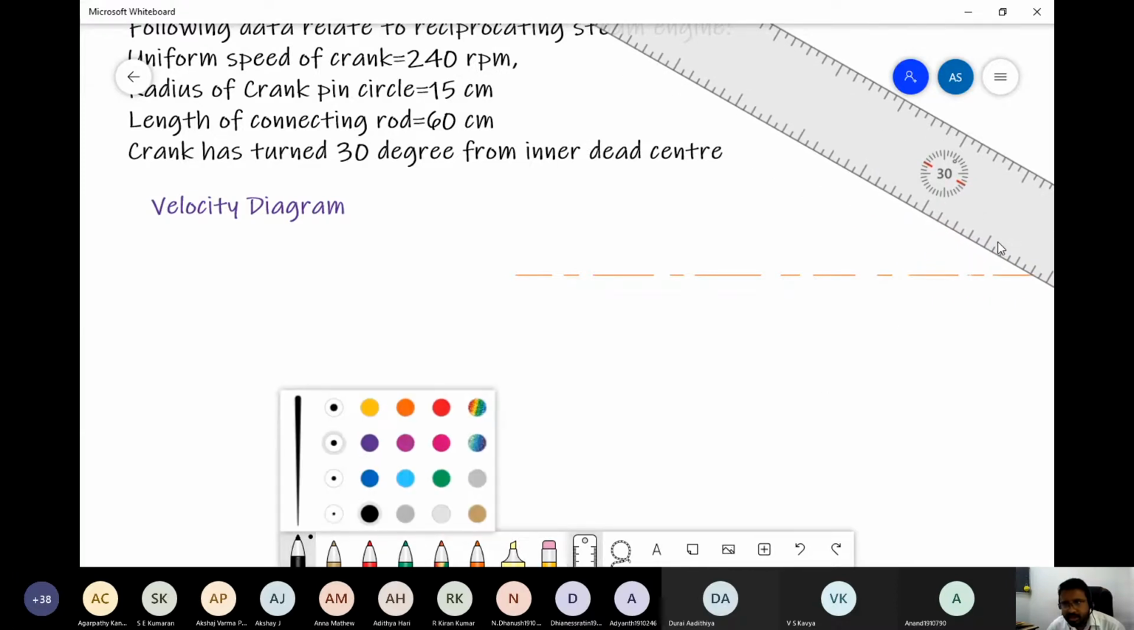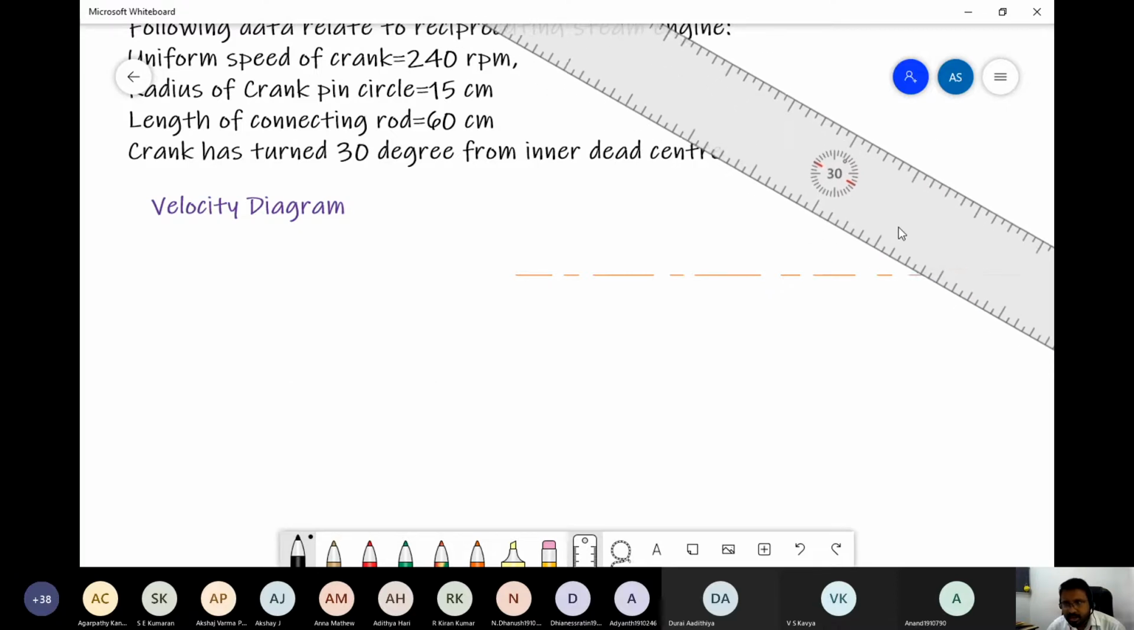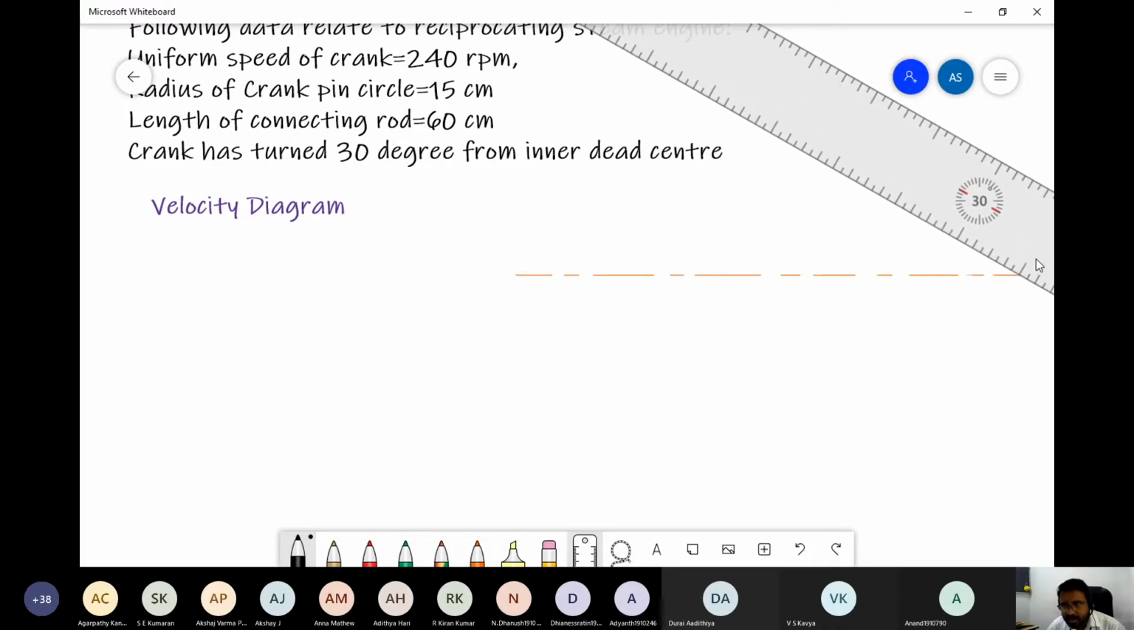And this line is given as 15 mm. So I take this as 10, and up to this is 15. Okay. Reference. So from here I draw. Ten, 15. Okay. So 15 I draw.